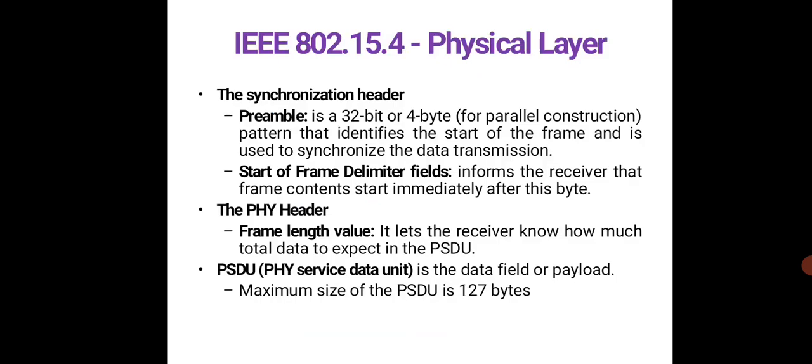And the physical header tells you about the frame length value. It lets the receiver know how much total data to expect in the PSDU. The PSDU is the data field or payload, and the maximum size is 127 bytes.